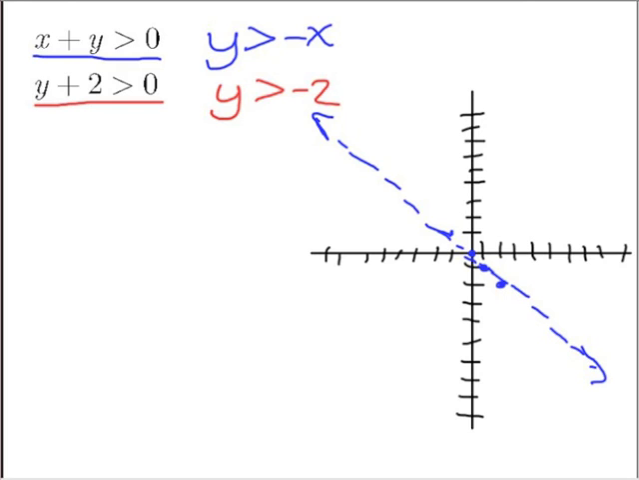Now I'll look at graphing my red line. No matter what my y value is, no matter what my x value is, my y value is always going to be negative 2. So I start off at negative 2 on the y-axis. Then I have 1, negative 2, 2, negative 2, 3, negative 2, negative 1, negative 2, negative 2, negative 2, so on and so forth. So I end up with a horizontal line that once again is a dashed line.